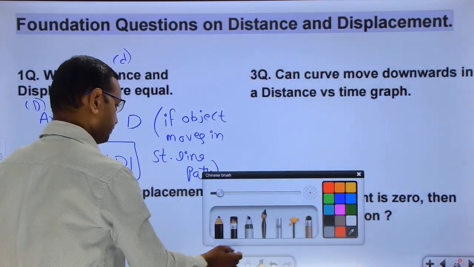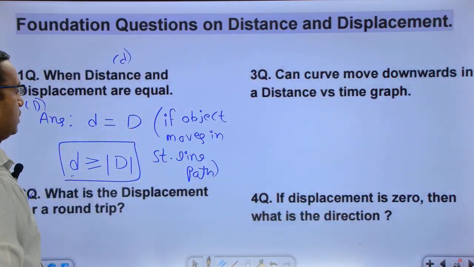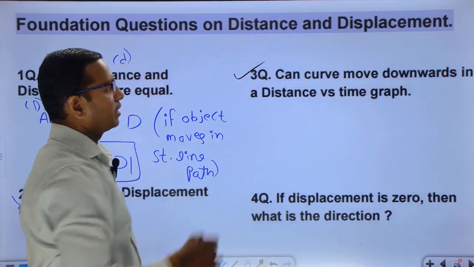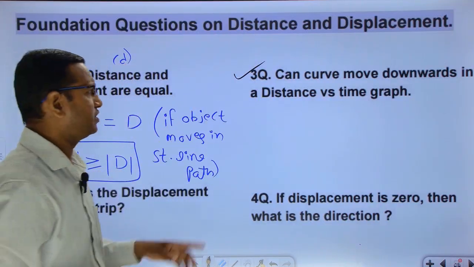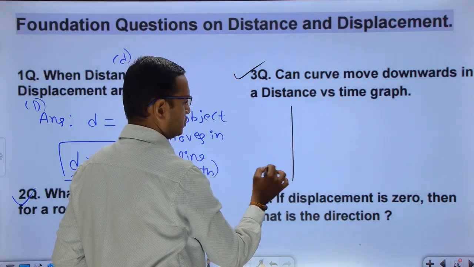Now, coming to the next question, the third question. Can a curve move downwards in a distance versus time graph? It's a very simple concept. A JEE concept.